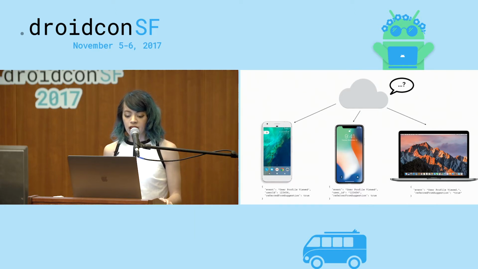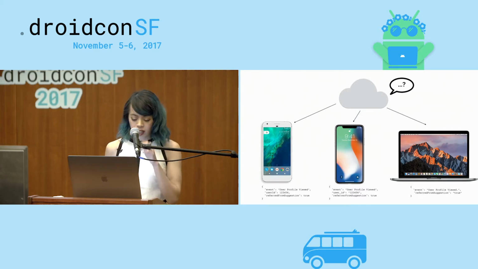So in this example, say a user views another user's profile, we'd want to track their user ID and also whether or not they were referred there from one of VSCO's suggestions for them. So you can see for the first app, the Android app, we have the event name, we have a user ID, which is a long, and we have this referred from suggestion Boolean field, which is true.